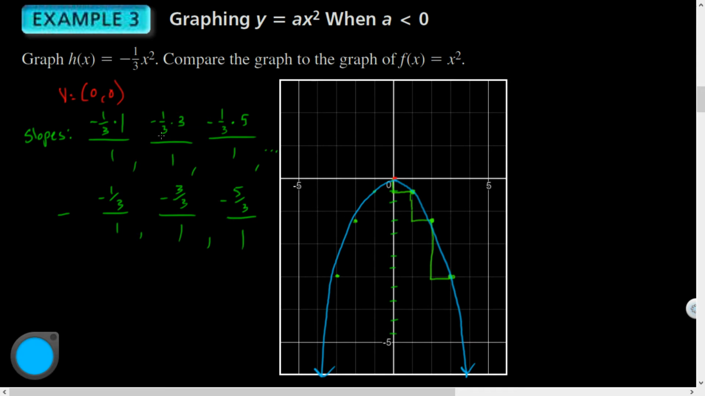Now, what did I want to point out? Okay, other ways of thinking about this. This down 3 thirds, I said would be the same as going down 1 over 1. And notice this is going down 1 full unit.